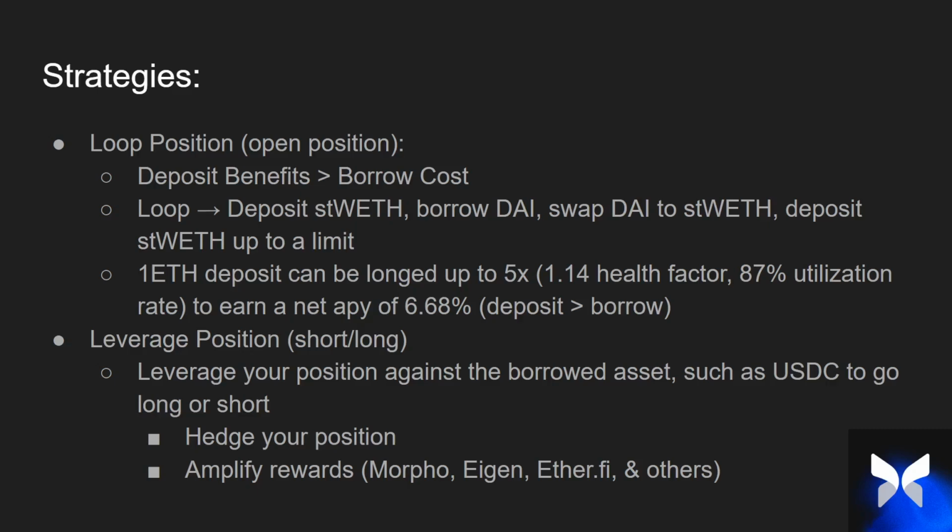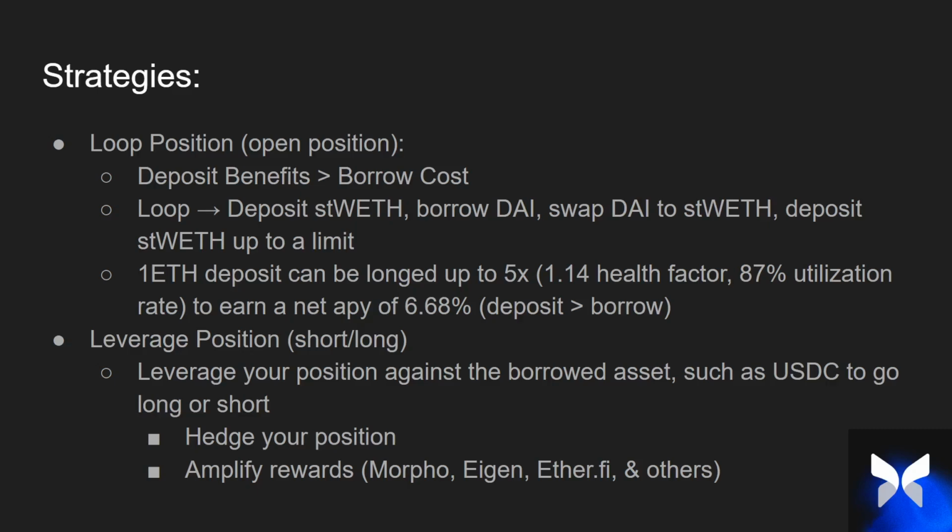So, for example, one ETH deposit can be longed up to 5x. This will be a 1.14 health factor or an 87% utilization rate. This means a 14% change in the ETH price will cause a liquidation. So, assuming no liquidation risk, we can earn a net APY of 6.68% because the deposit is greater value than the borrow cost.